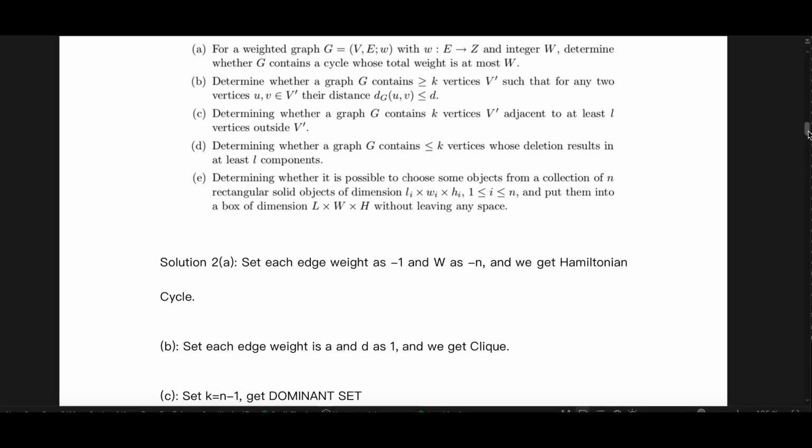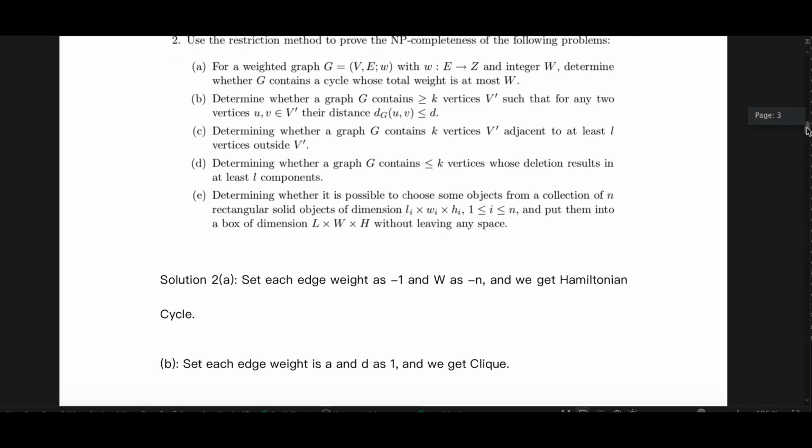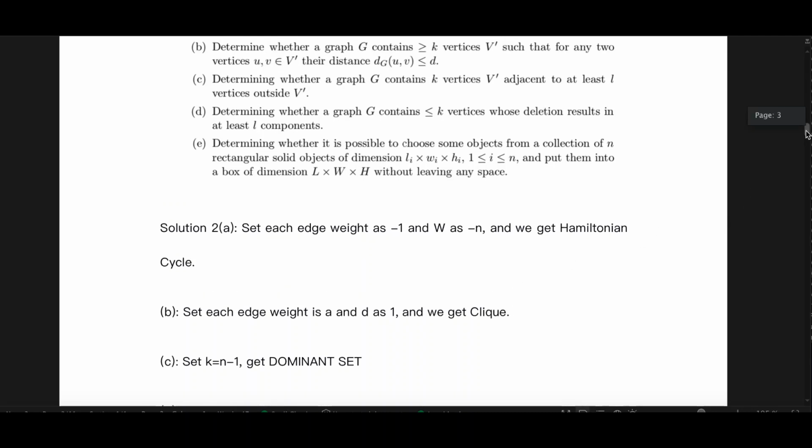And for the second question, determine whether a graph G contains no smaller than K vertices V+, such that for any two vertices u, v belonging to V+, the distance dG(u, v) is no smaller than d. The answer is that if we set each edge weight as 1 and d as 1, we can get the clique. So it is NP-complete.